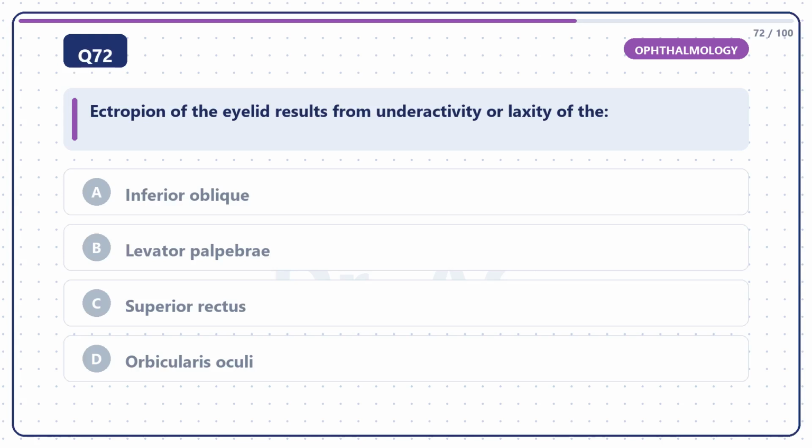NSAIDs. Question 72. Ectropion of the eyelid results from underactivity or laxity of the option A, inferior oblique. Option B, levator palpebrae. Option C, superior rectus. Option D, orbicularis oculi.